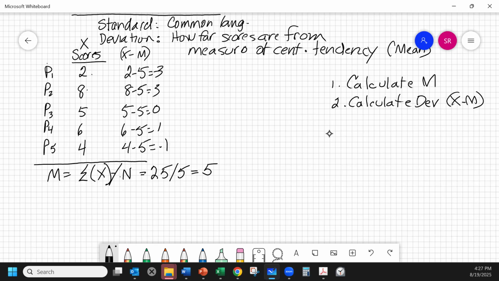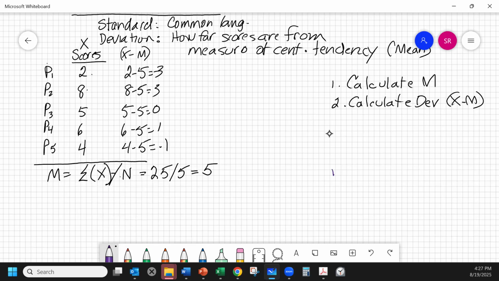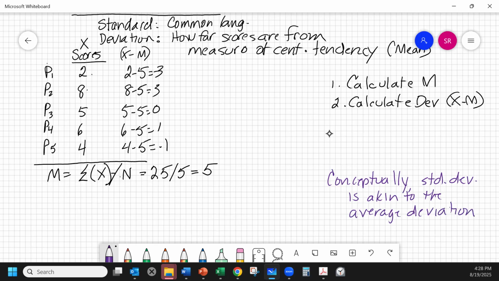Now, we know that conceptually, let's write this down over here. Just make a note. We know that conceptually, the standard deviation is akin to the average deviation. And so you might think to yourself, well, here are all the deviations. Those are all the deviations. Why can't we just add those up and take the average?